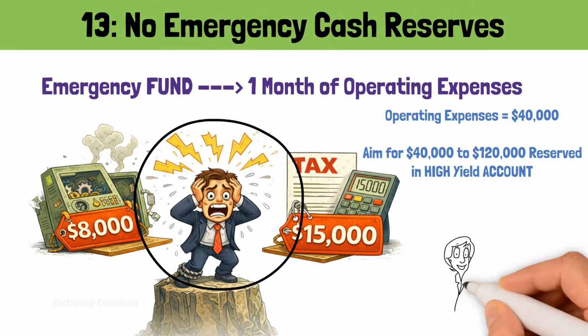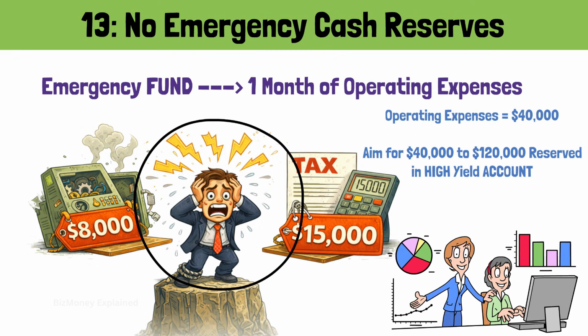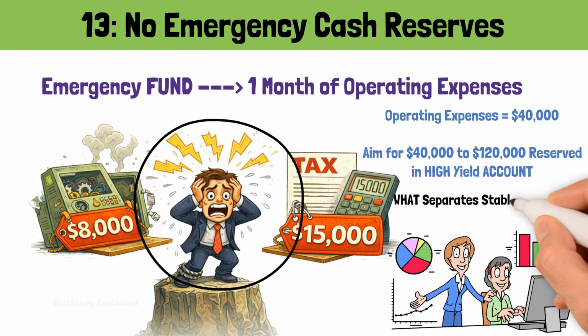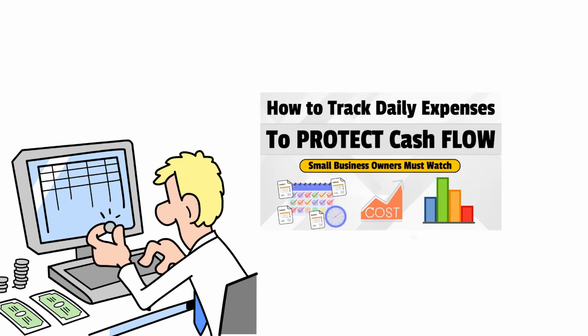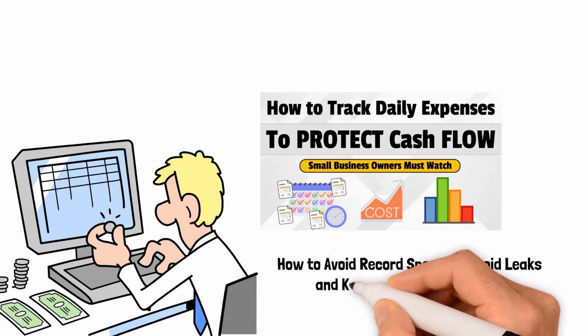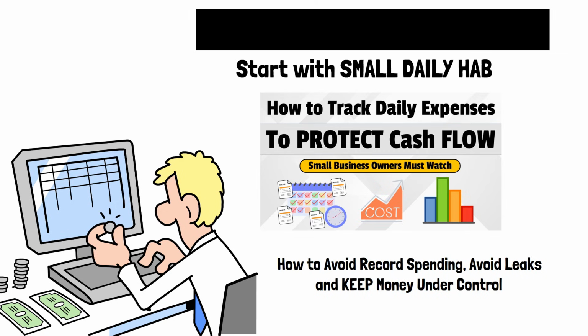Emergency reserves also build confidence. When a surprise repair or tax bill hits, you pay without panic, without loans, and without slowing operations. This safety cushion is what separates stable businesses from fragile ones. Tracking daily business expenses keeps your cash flow healthy and predictable. This video shows simple ways to record spending, avoid leaks, and keep money under control so you never run short again. Strong cash flow starts with small daily habits.